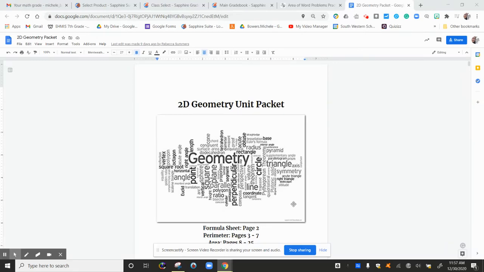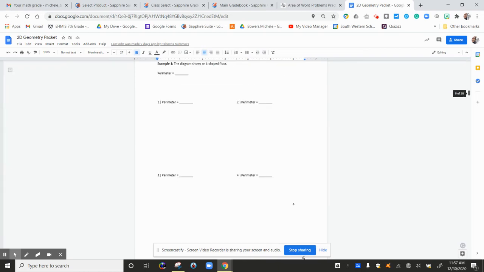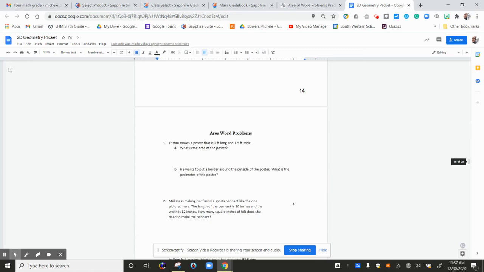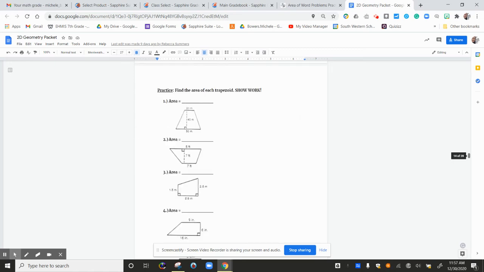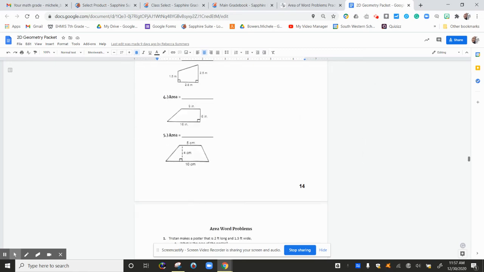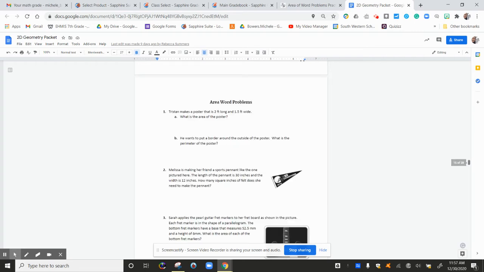Hi, we're going to look at the area word problems from this practice packet, and it really helps if you have a copy of the practice packet that is printed out for you. But if you don't, you can always look at the PDF, and we're going to go all the way down to page 15. So I'm going to scroll. Hold on.